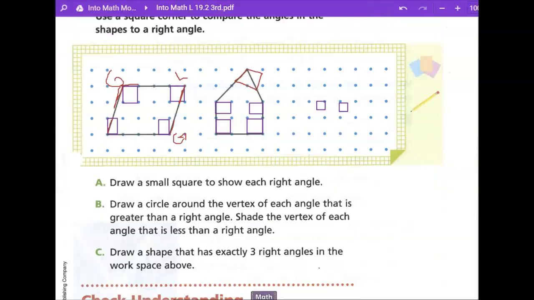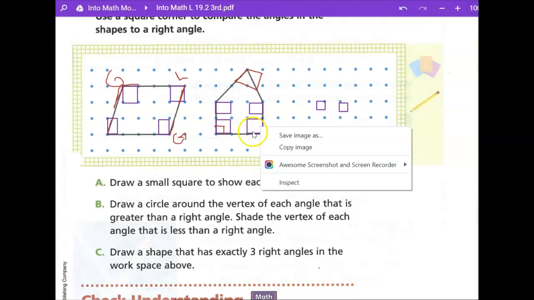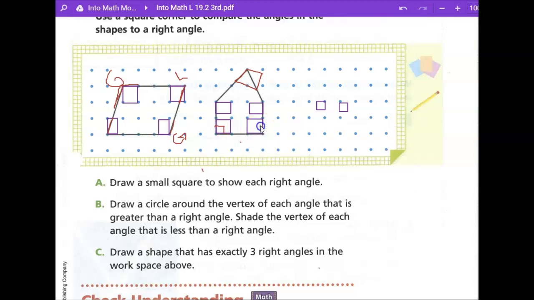All right, it says draw a small square to show the right angle. So this one had no right angles. Okay. This, however, is a right angle. So you should draw a square in the corner like this. Okay. Now, these are not right angles. The line would have to come along here, and it does not.